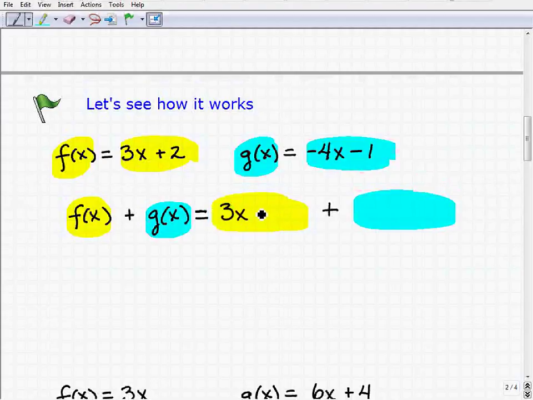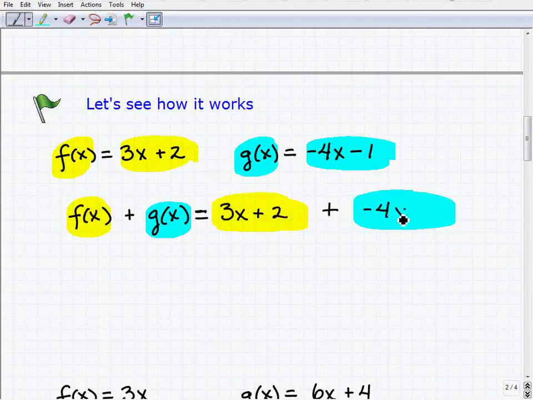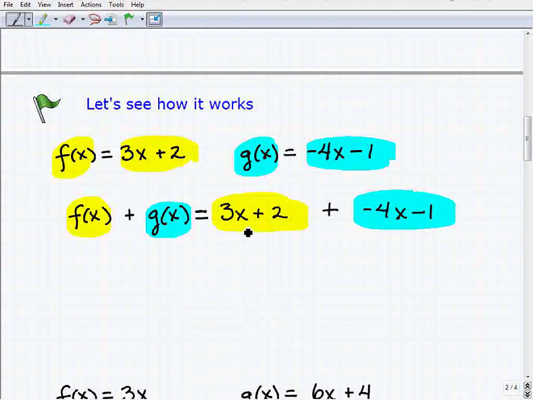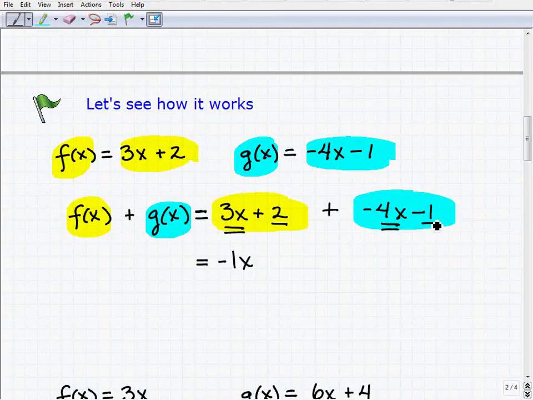So this is going to be 3x plus 2 plus negative 4x minus 1. Now when I simplify, these are skills that you should already have. What I mean is combine like terms. Okay, so we have 3x and negative 4x. We can combine those. It's a negative 1x, and we have 2 and negative 1, and I can simplify that as a positive 1, and there you have it.